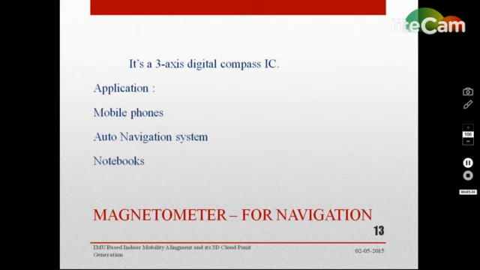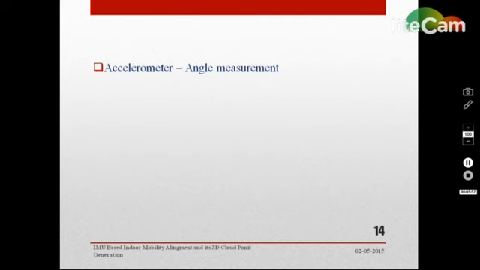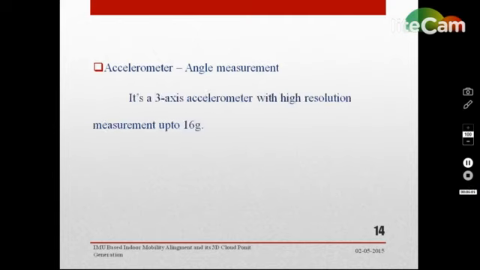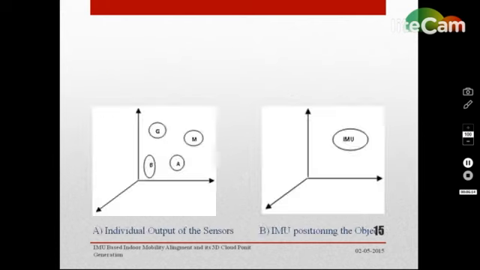It is used for navigation measurement. It can enable 0 to 2 degree compass accuracy. It is more accurate as a compass in a magnetic field environment, and applications here are mobile phones, auto navigation systems and notebooks. And an accelerometer for angle measurement. It is 3-axis with high resolution measurement up to plus or minus 16 G, and a barometer for pressure measurement, with digital pressure sensors.